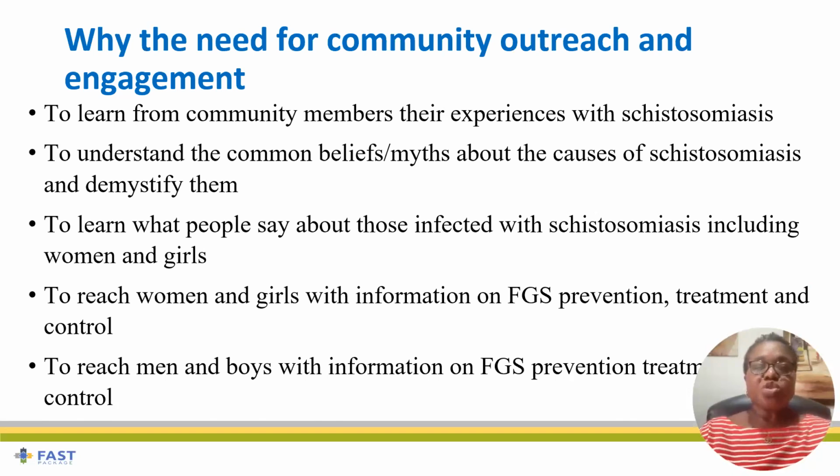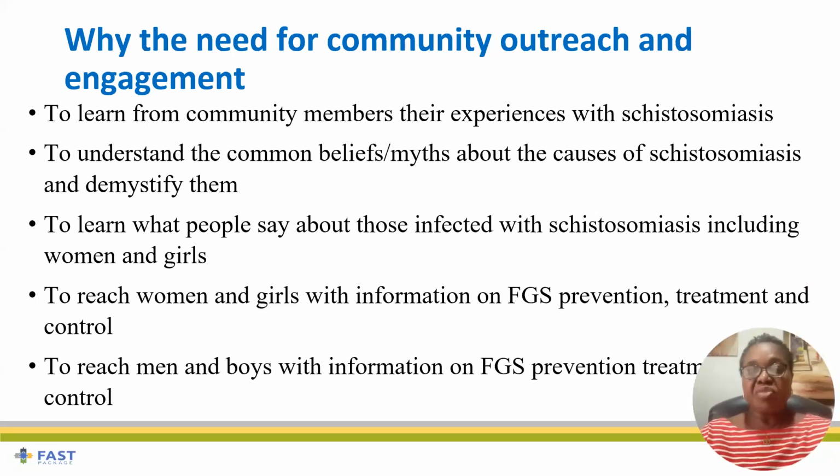So why do we need to do outreach and engagement? First of all, we get to learn from the community about their experiences with schistosomiasis. If we reach out to them and make them feel a part of the process, they have confidence in us and are able to tell us what they know and their experiences. If we engage the community properly, we'll be able to understand their beliefs and myths about causes of schistosomiasis and be able to demystify them.